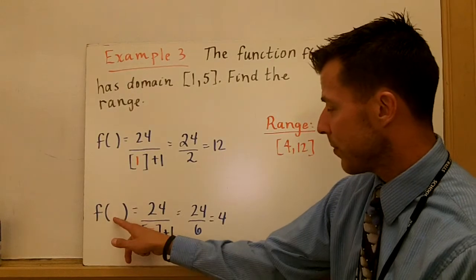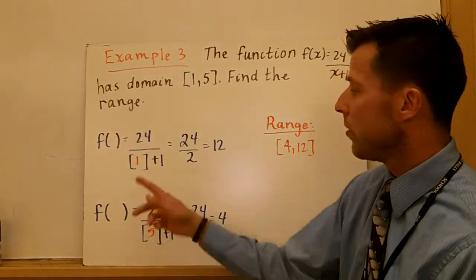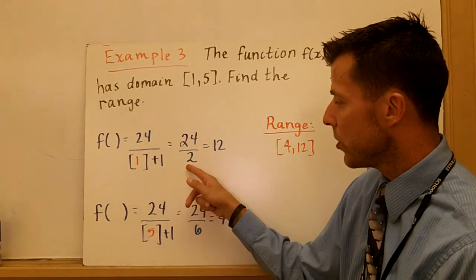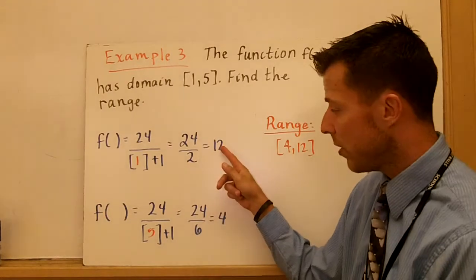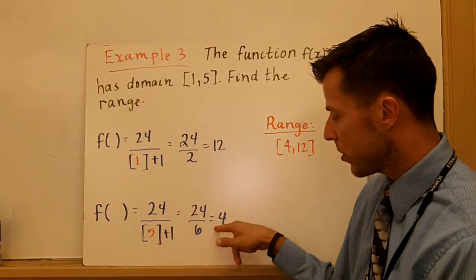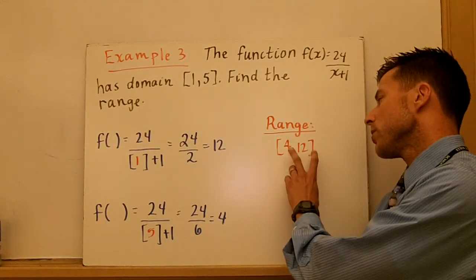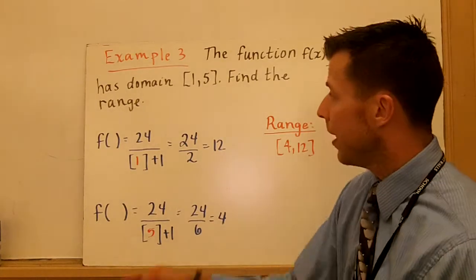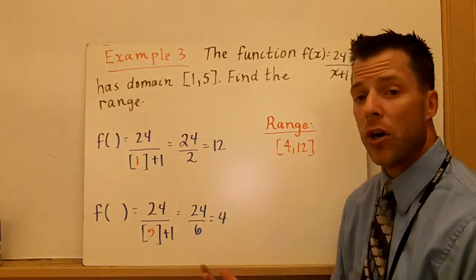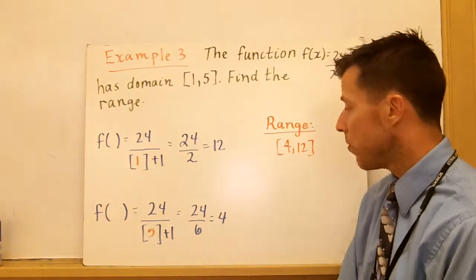And it looks like I forgot to put 5 there. Let's imagine there's a 5 there and a 1 here. Okay, so here's my function, 24 over 1 plus 1, which is 2, so I get 24 over 2, which is 12. And same thing when I plug 5 in, I get 24 over 6, which is 4. So the range is from 4 to 12, in between. Now, there's no context to this, so I'm assuming it's going to be all real numbers between 4 and 12, including 4 and 12.